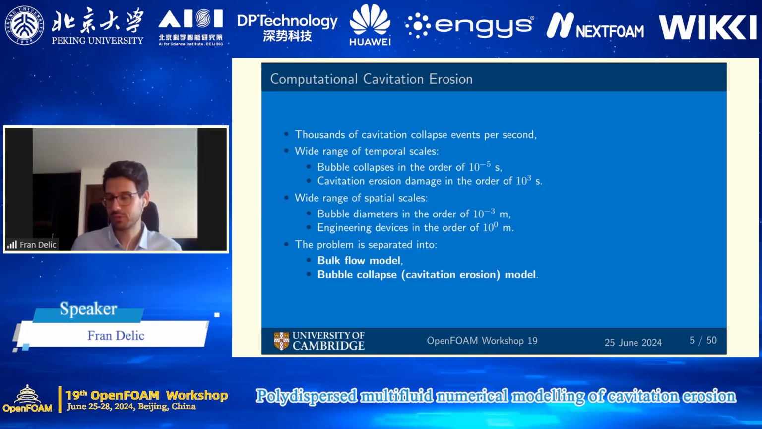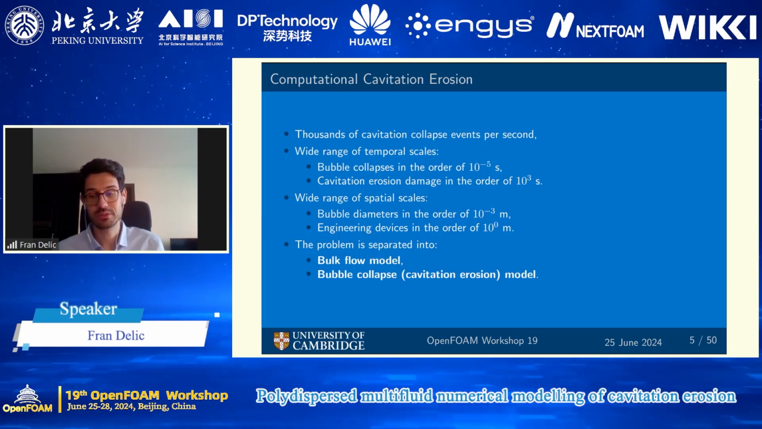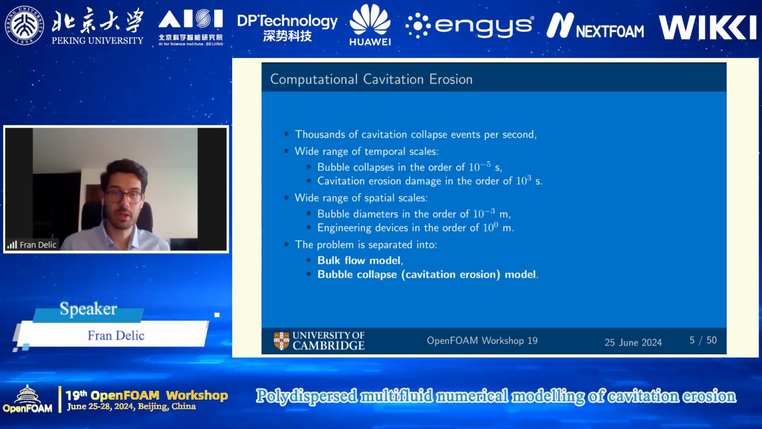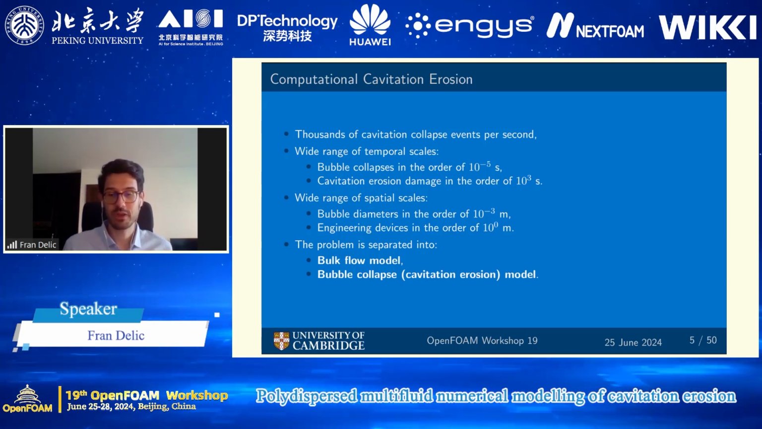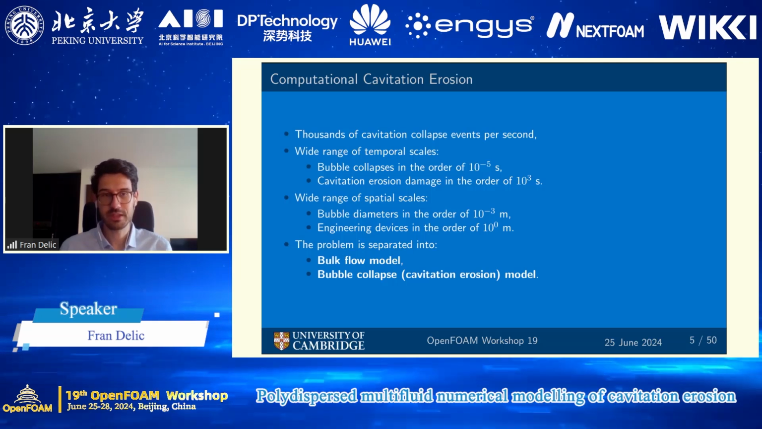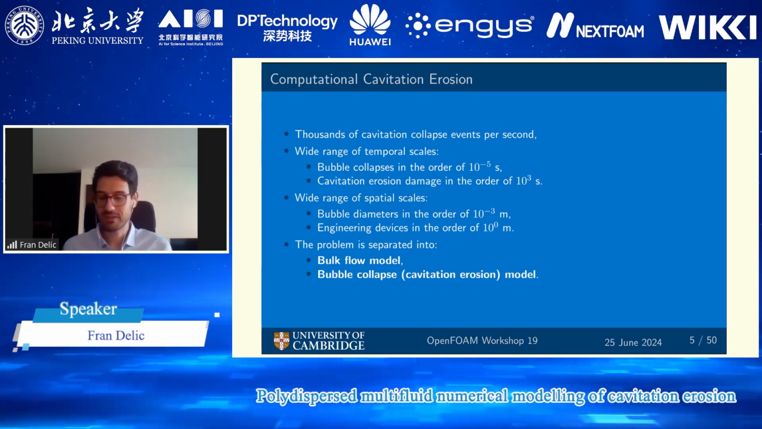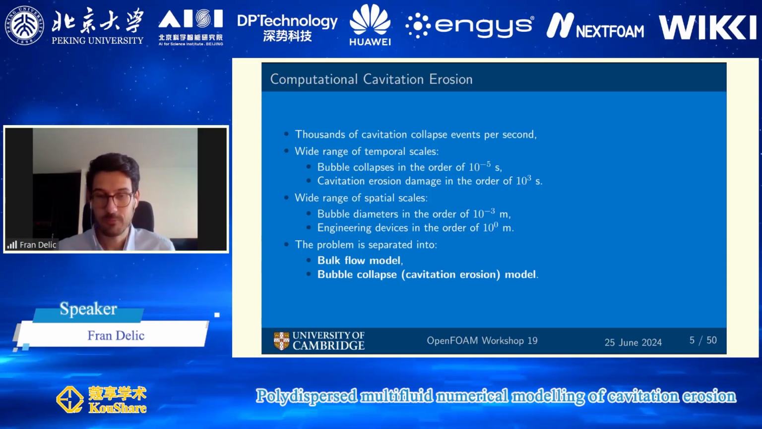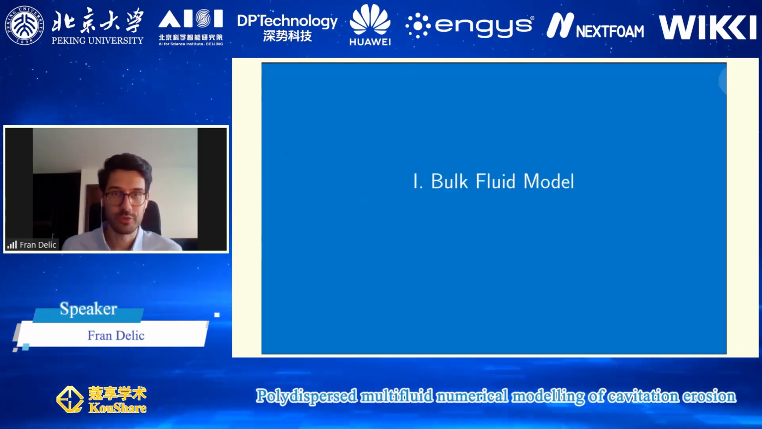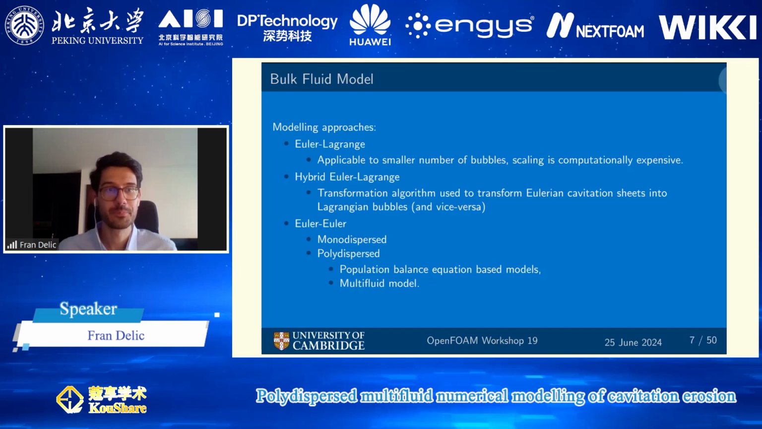So the problem needs to be separated into 2 stages. The first one is the bulk flow model, which should provide the 4 factors I spoke about previously, and the bubble collapse models, which should take those 4 factors and give us the volume, mass loss, or erosion coefficient. So let's start with the bulk fluid model.